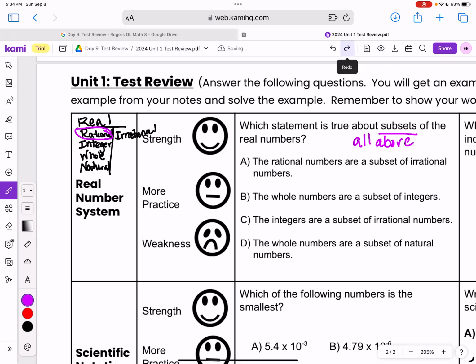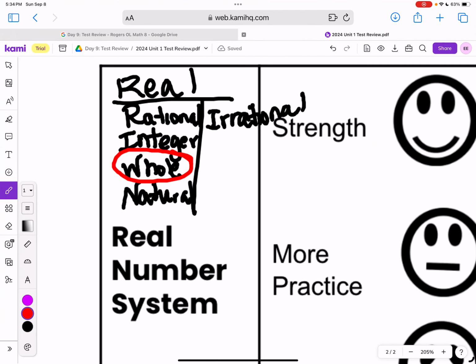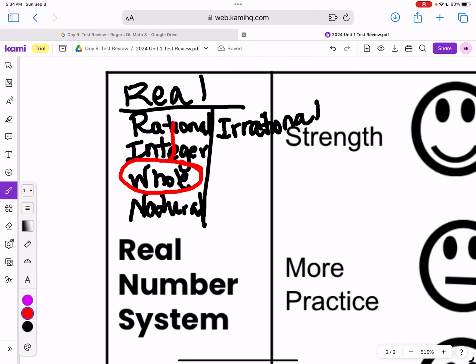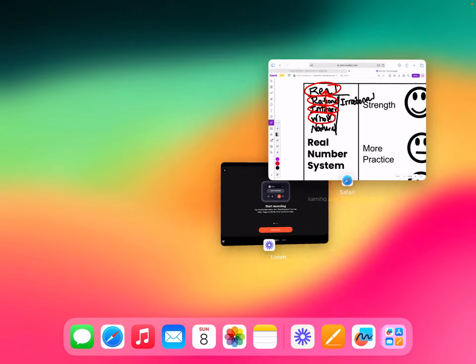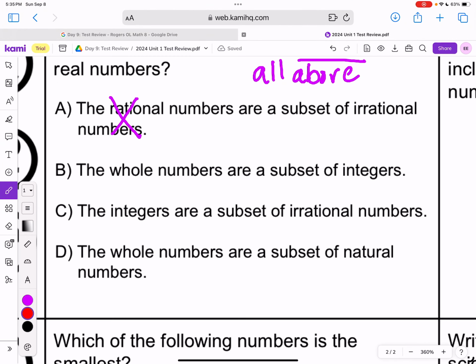The next one says the whole numbers are a subset of integers. So remember, you can take what you see and it falls under everything above. So I have whole, integer, rational, and real. If it's whole, it's also integer, it's also rational, it's also real. So the question asks, the whole numbers are subsets of integers. Yes, that's true because this lands below this. Okay, so let's take a look at the next one.